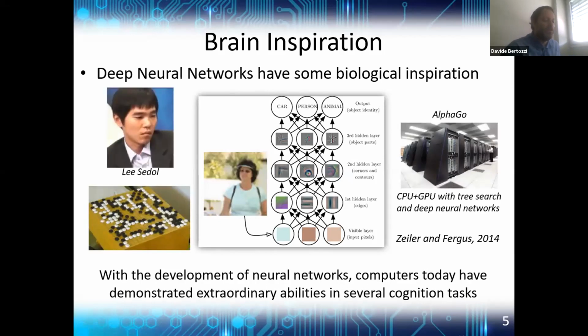With the development of neural networks, computers today have demonstrated extraordinary abilities in several cognition tasks. For example, the ability of the AlphaGo computer program from DeepMind Technologies to defeat human players at the strategic board game Go. Again, the starting point of this lecture is very far away from networks on chip, and we will land onto networks on chip later, because we need to understand the concept where we are going to design our networks.